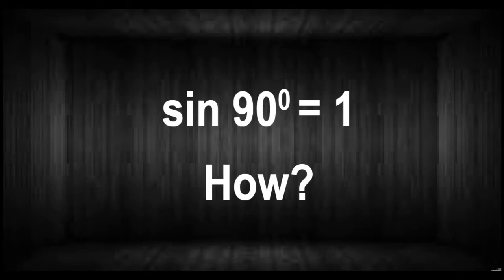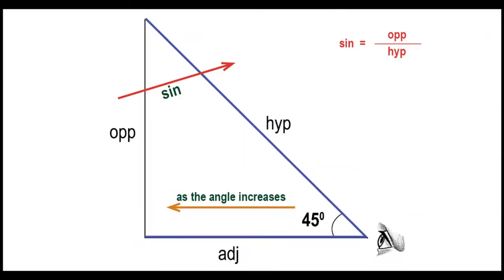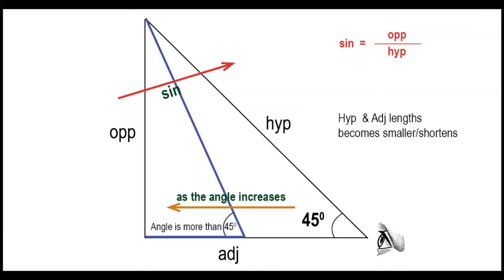Sin 90 degree is equal to 1. How? We have here 45 degree at this corner. When we move hypotenuse together with adjacent to the left hand side, the angle gets increased. As we have moved, angle is more than 45 here. At the same time, hypotenuse is getting smaller, also adjacent getting smaller.